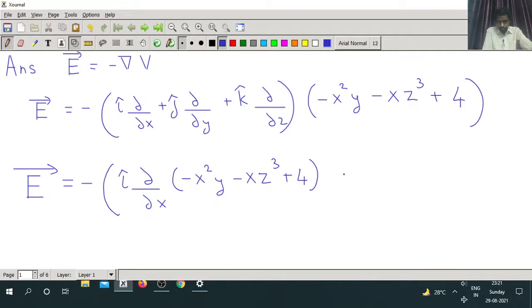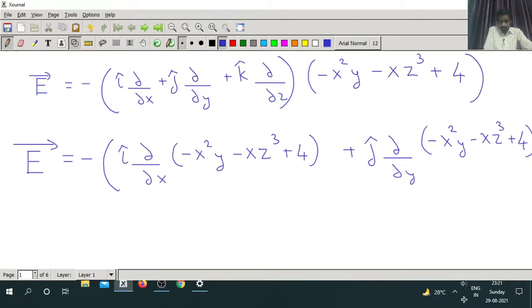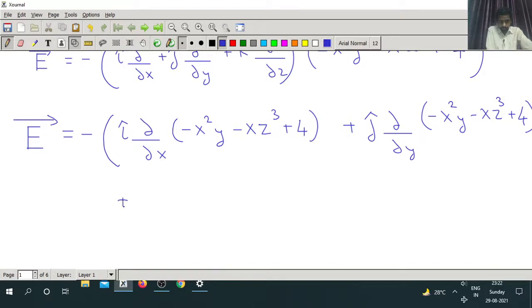that is plus j into d by dy of minus x square into y minus x into z cube plus 4. Again over here you can see, plus k into d by dz of minus x square into y minus x into z cube plus 4.